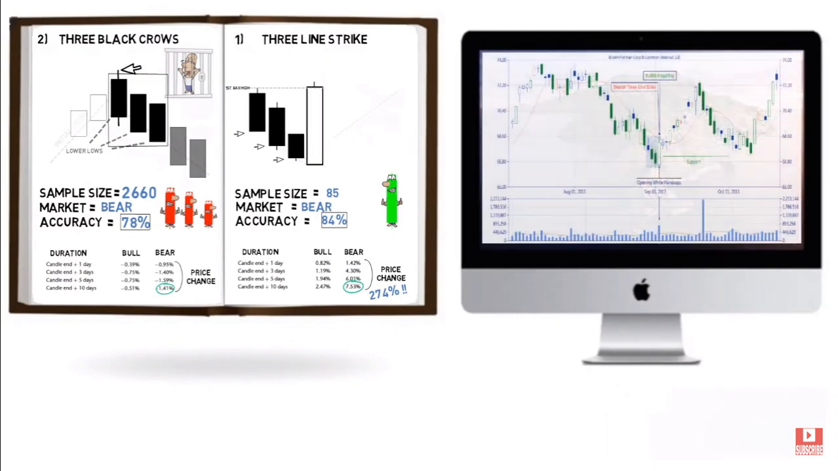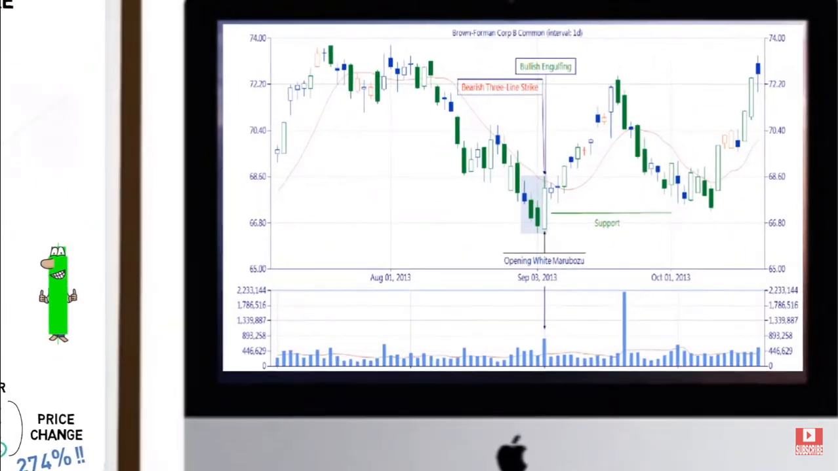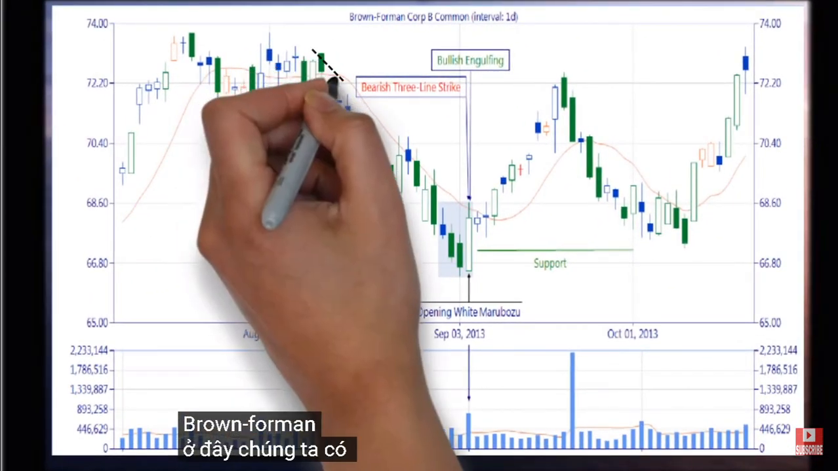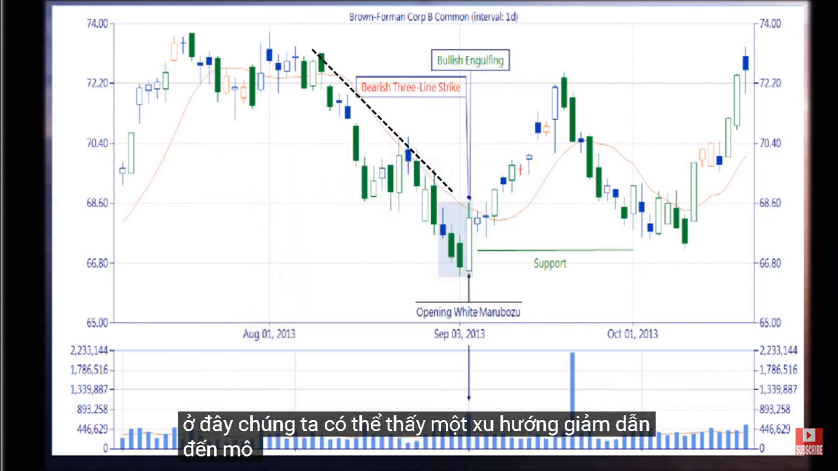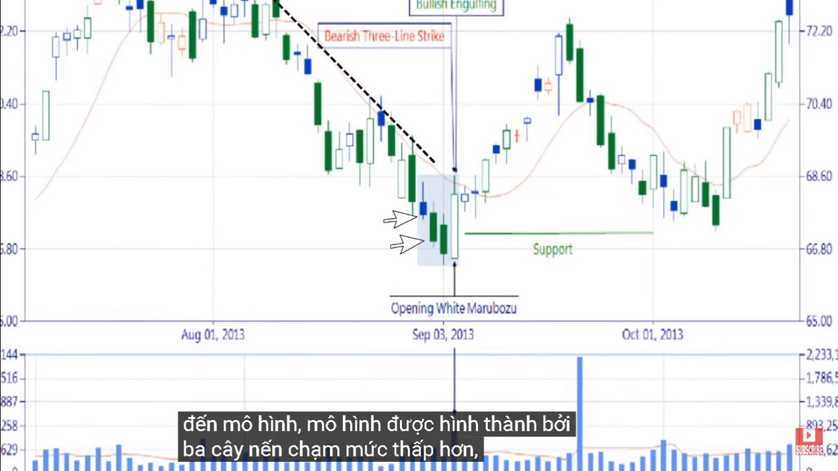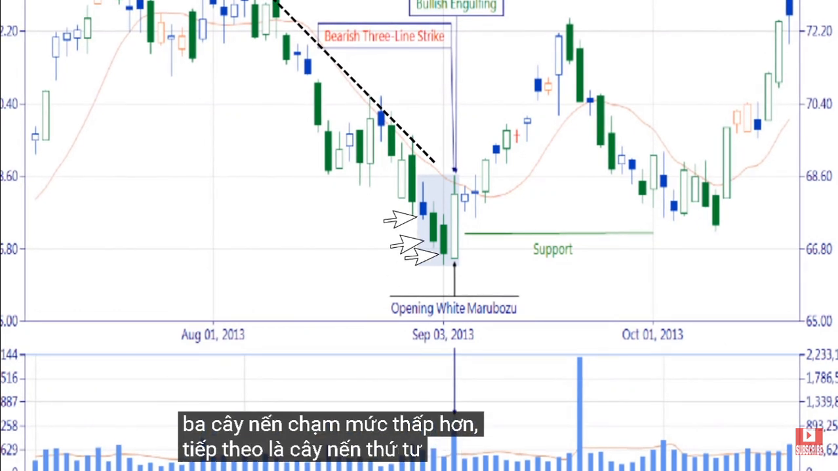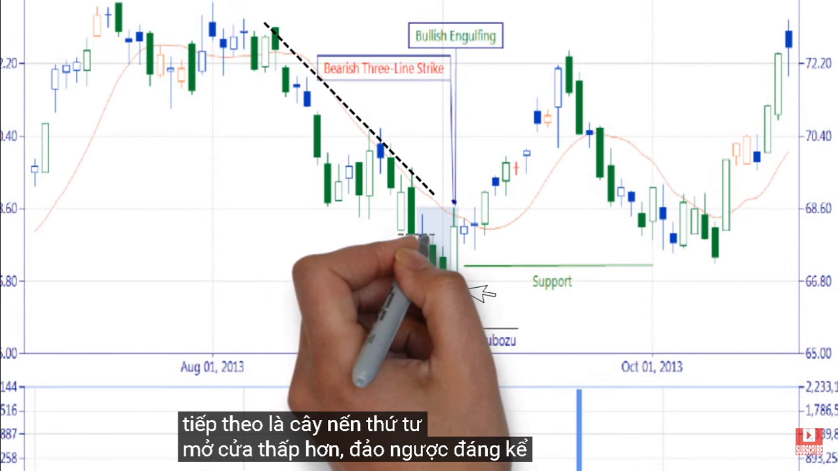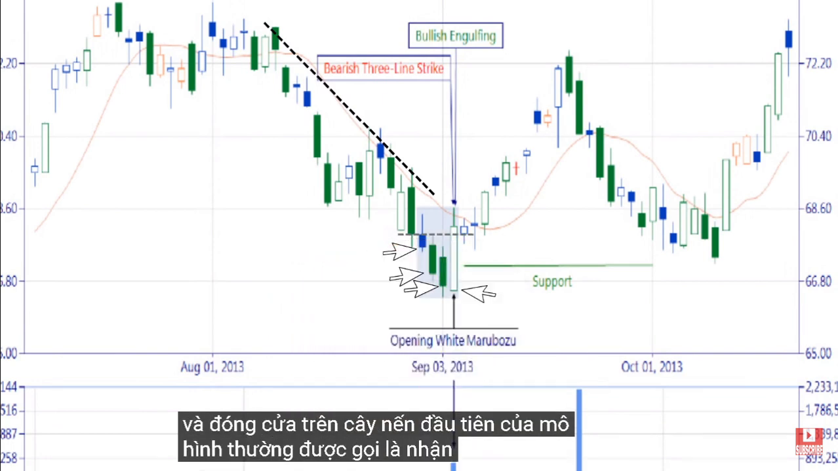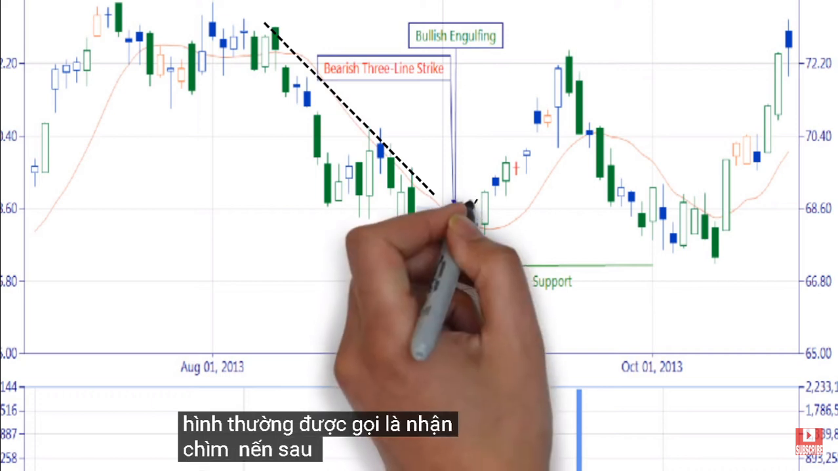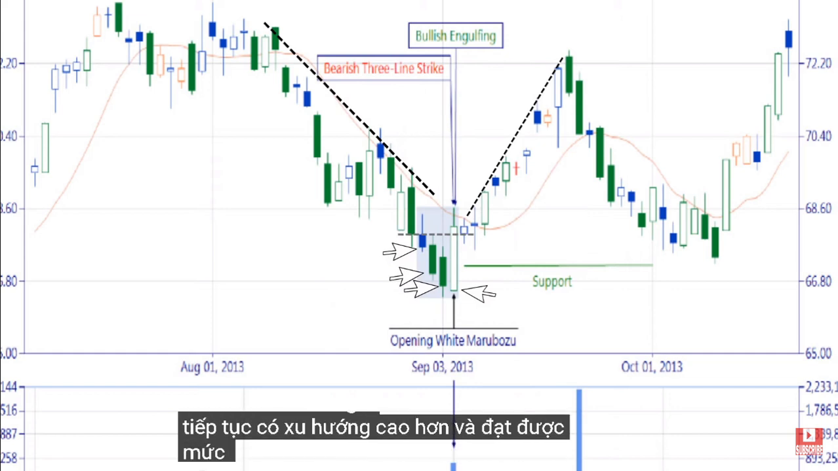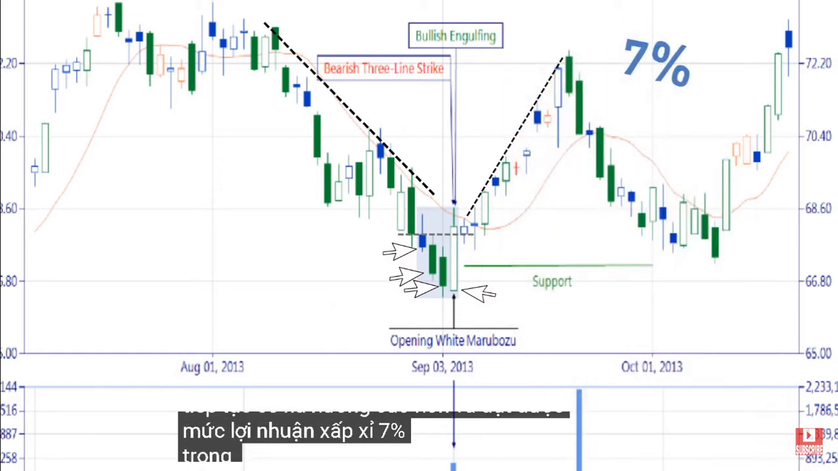We can see this winning candlestick pattern in a previous chart example, a company called Brown-Forman. Here we can see a downtrend leading into the pattern. The pattern is formed by the 3 candles hitting lower lows, followed by the 4th candle, which opened lower but reversed considerably and closed above the first candle of the formation, often referred to as an engulfing candle. Thereafter, the price continued to trend higher and achieved an approximate return of 7% over the following 10 days.